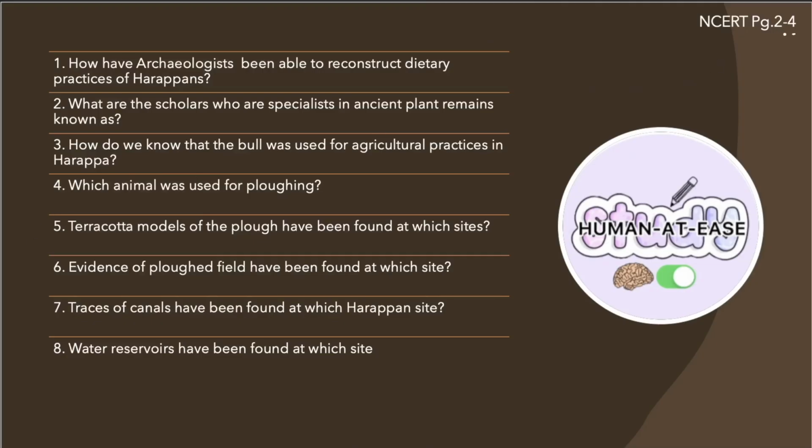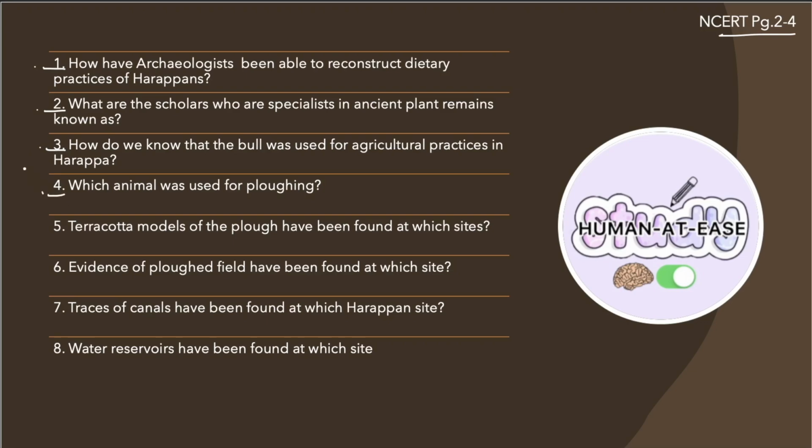NCERT page number 2 to 4. Question number 1. How have archaeologists been able to reconstruct dietary practices of Harappans? Question number 2. What are the scholars who are specialists in ancient plant remains known as? Question number 3. How do we know that the bull was used for agricultural practices in Harappa?